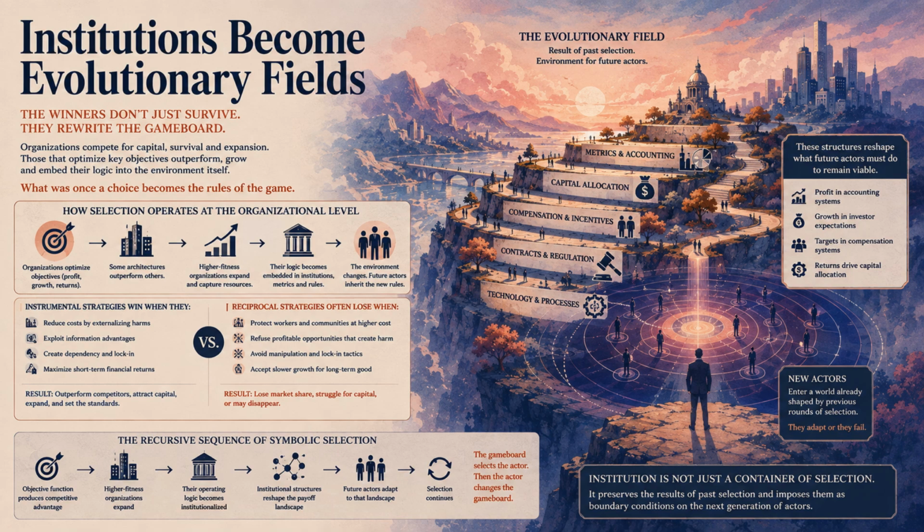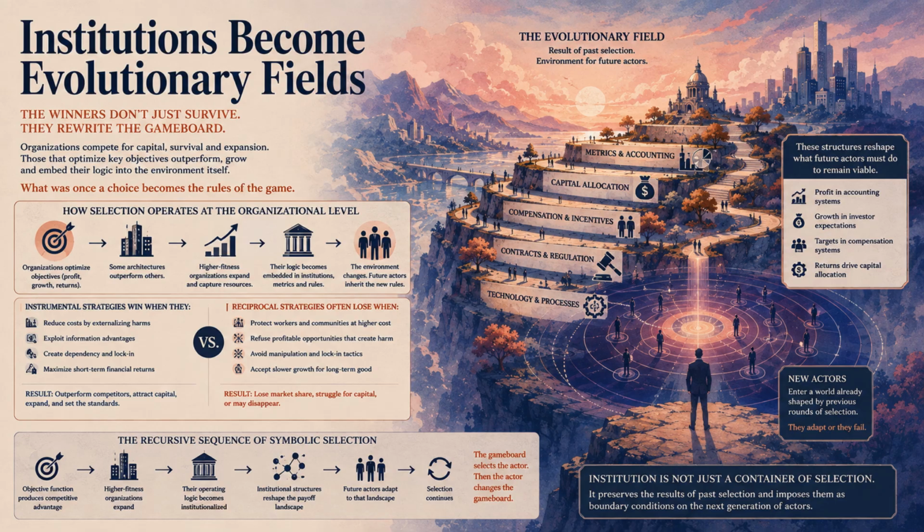The next actor, therefore, doesn't enter the original game. A new hire at a university isn't entering the original game. They enter a game partially constructed by previous winners. In evolutionary language, the environment now contains information about previous selection events, right? So that's what I mean when I say institutions become evolutionary fields.